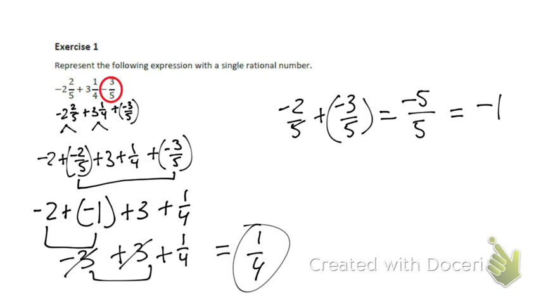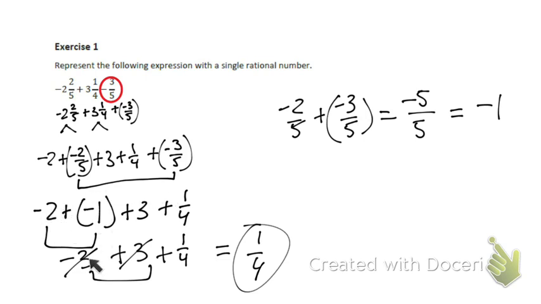Then we combined these two fractions first, because over here you can see negative 2/5 and negative 3/5 makes negative 5/5, which is just negative 1. So that's where that negative 1 came from. Bring down that negative 2, bring down that 3, bring down that 1/4, bring down everything you haven't done anything with yet. Then from there, slowly add the whole numbers.